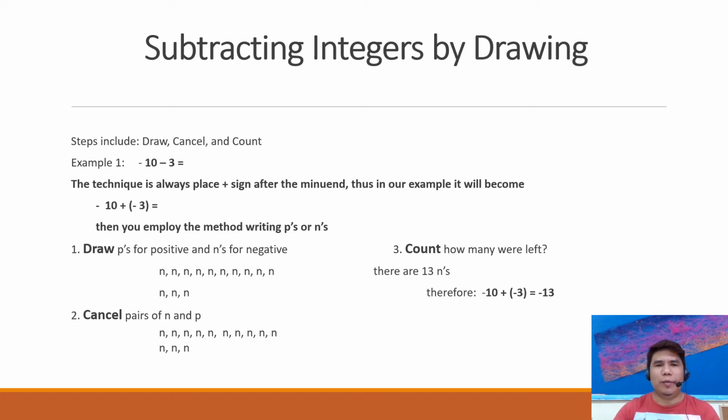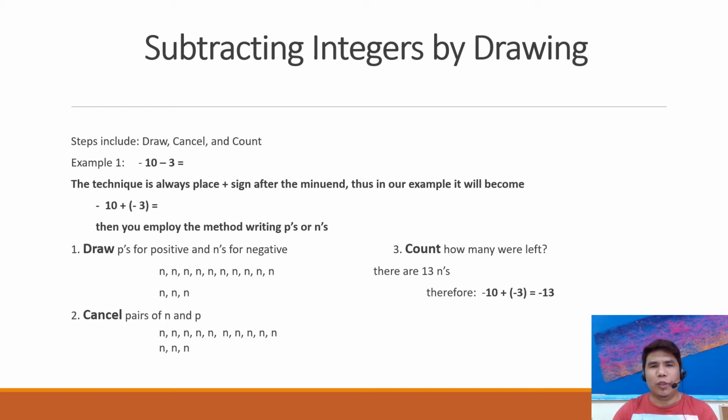Let's take, for example, negative 10 minus 3. So it's minus this time. So here the technique is always place a plus sign after the minuend. Where's our minuend here? It's a negative 10. All right, that's a negative 10. The number from which we subtract our next number, that's a minuend.